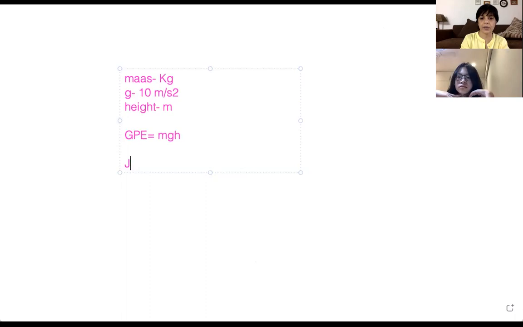Can you maybe share screen and show me some of the work that you've done in school? I don't have it on my iPad, but I have the hard copy. Just show it to me like this. Or you can take a picture and mail it to me. For work, right? Yeah. Work, GPE, kinetic energy.